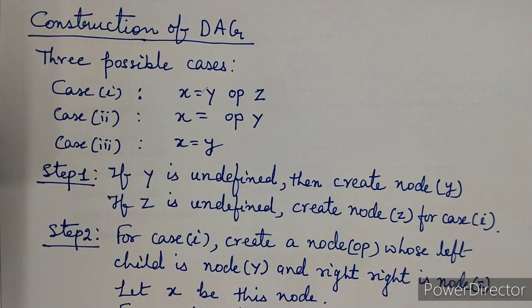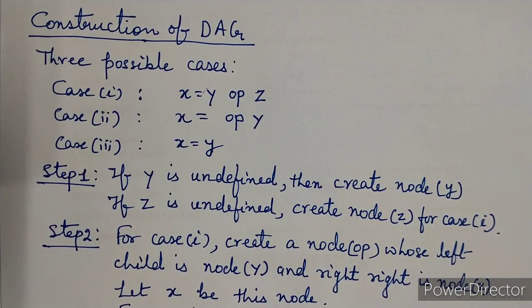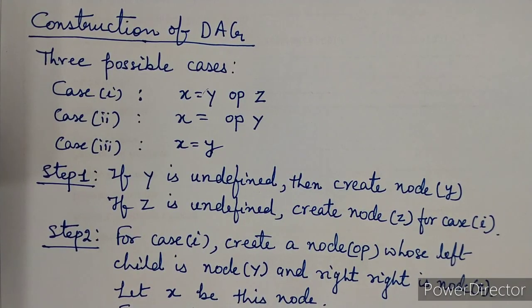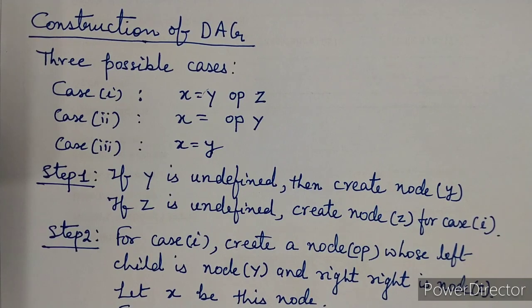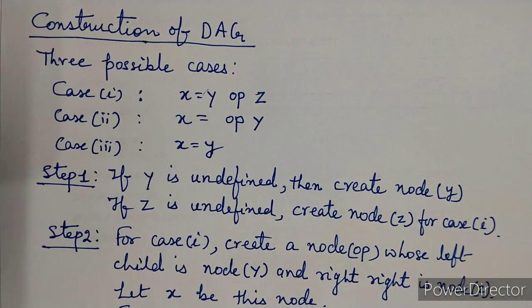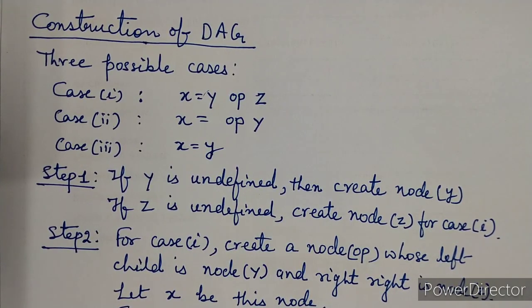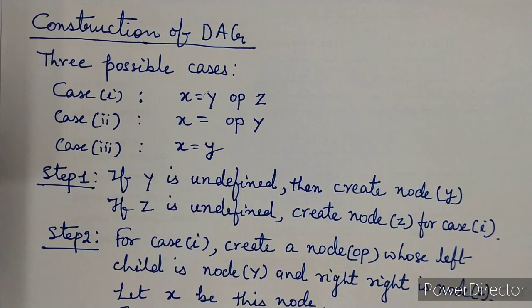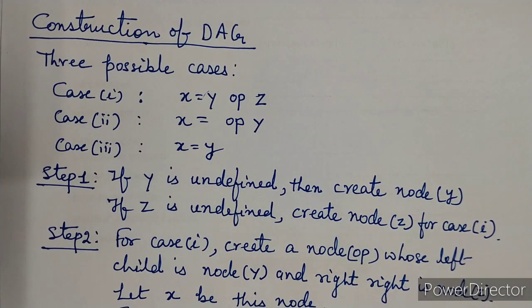कंस्ट्रक्शन ऑफ DAG. So there are three possible cases. Case 1, x is equal to y operator z, here OP representing binary operator. Case 2, x is equal to OP y, where OP is representing a unary operator. And case 3 is x is equal to y. So there are three possible statements for which we have to construct a DAG.